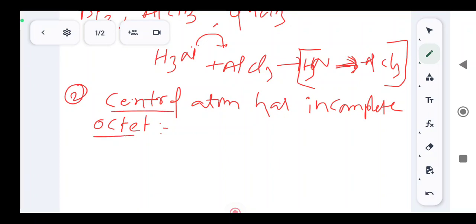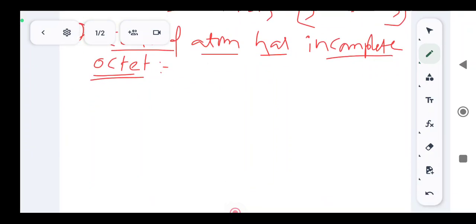Central atom has incomplete octet means that is also a Lewis acid. Incomplete octet means an octet-deficient molecule or a superoctet molecule also comes under this category. So more than 8 electrons, less than 8 electrons also comes to this point.